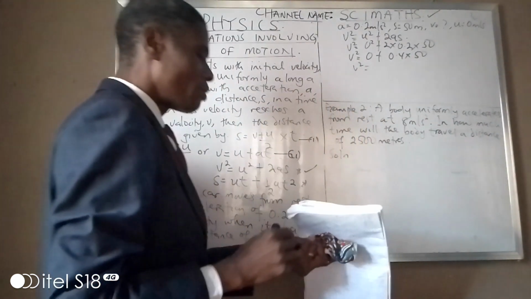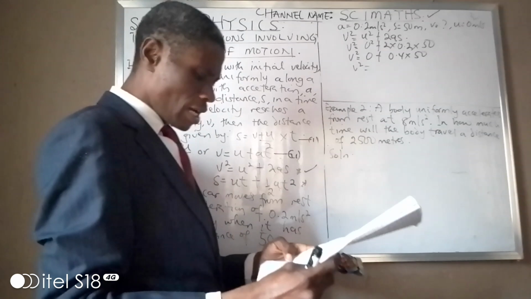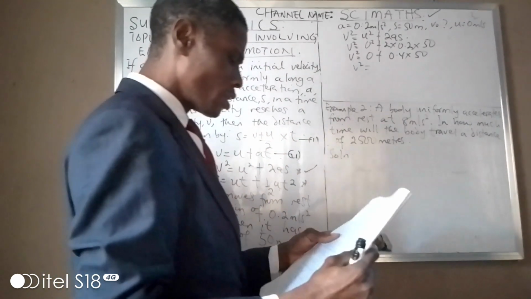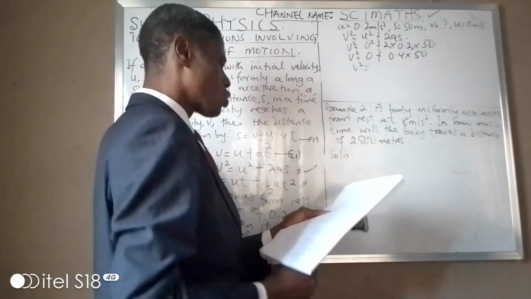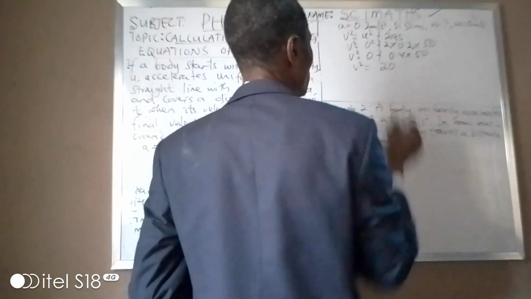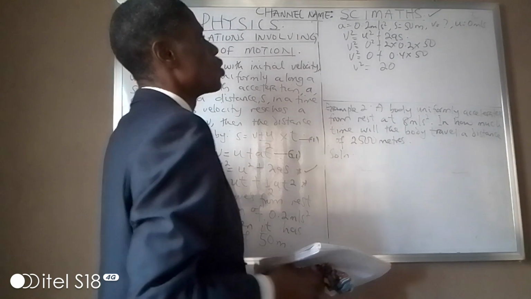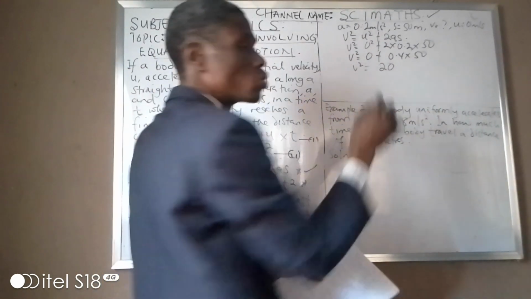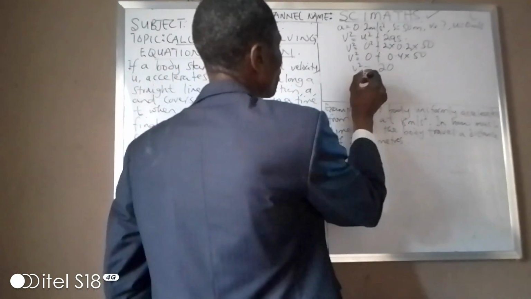So v square is equal to 0.4 times 50. Automatically, all together, that will give us 20. So that's what we have. So 0.4 times 50 gives us 20. So we are looking for v.